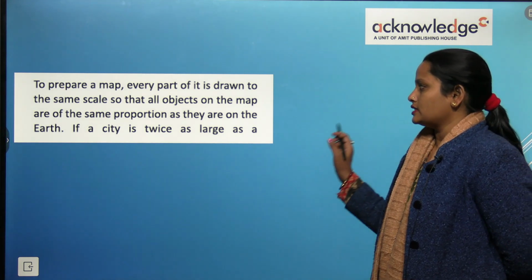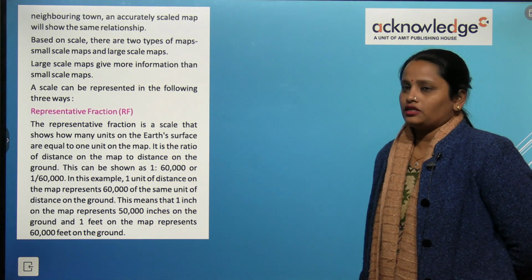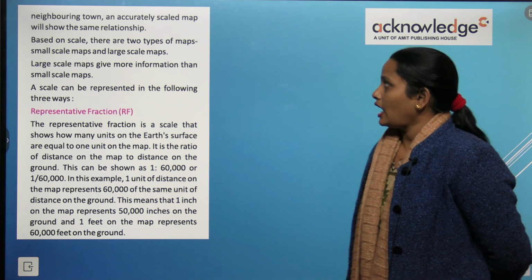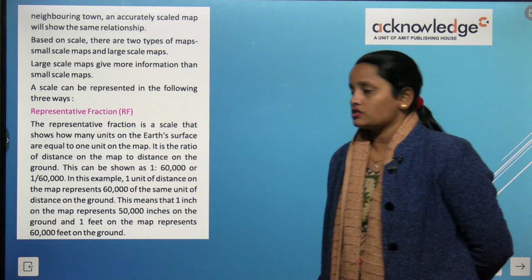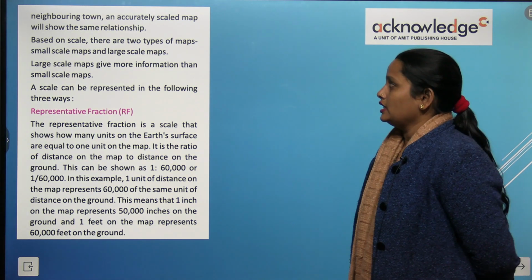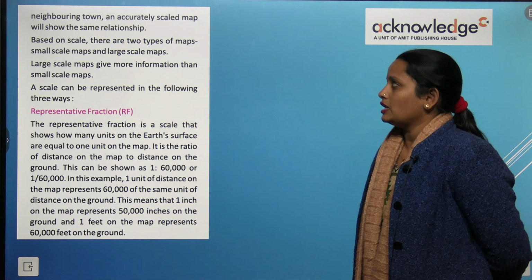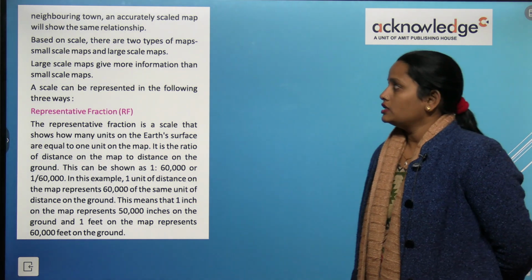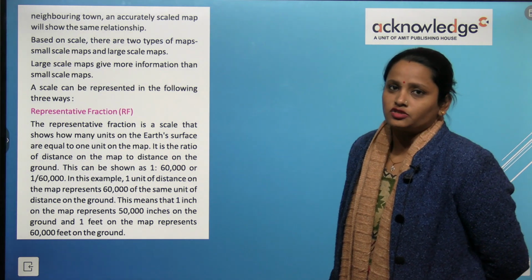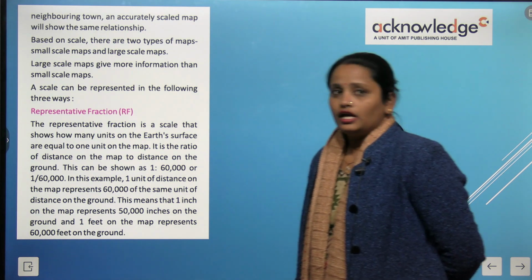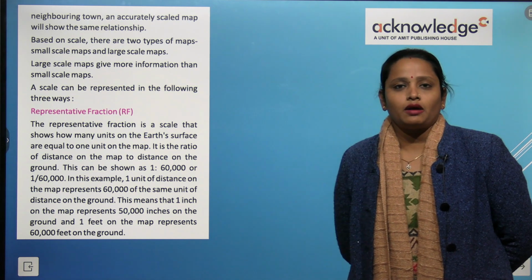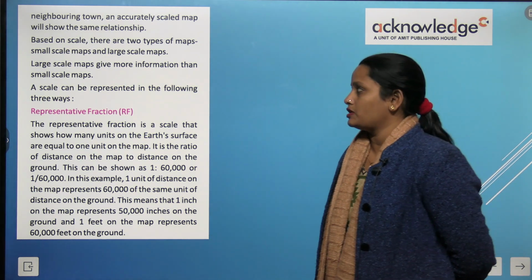If a city is twice as large as a neighboring town, अगर एक city इतनी large है जितनी neighboring town है, an accurately scaled map will show the same relationship. तो ऐसा जो मैप है वो same relationship शो करेगा. Based on scale, there are 2 types of maps: small scale maps and large scale maps. So scale पे अगर हम डिपेंड करेंगे तो 2 तरीके के मैप्स हैं, small scale and large scale. Large scale maps give us more information than the small scale maps. So जो large scale map है, obviously they will give us more information.